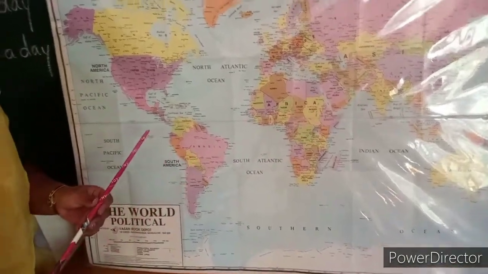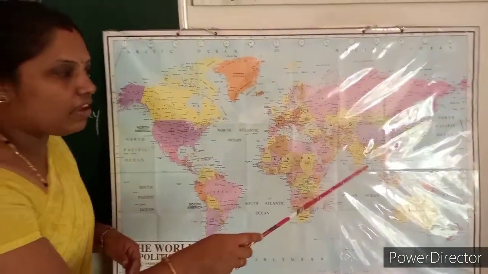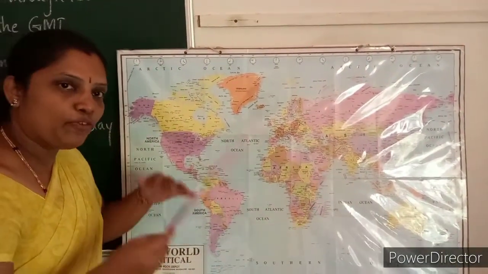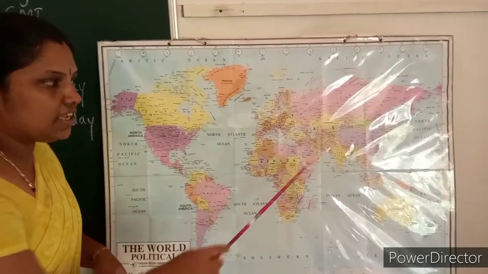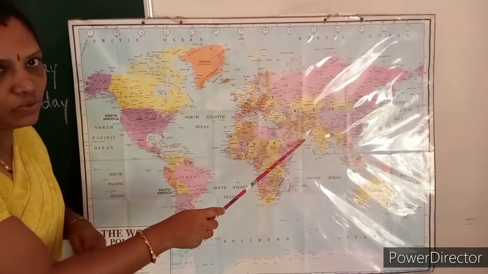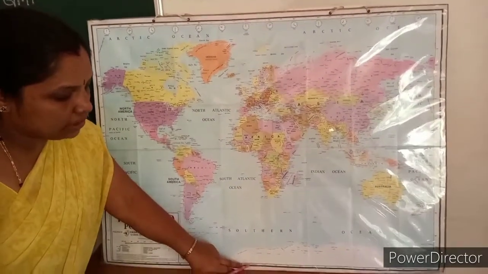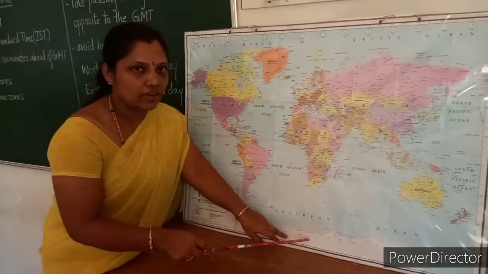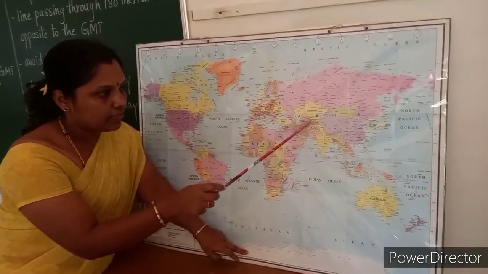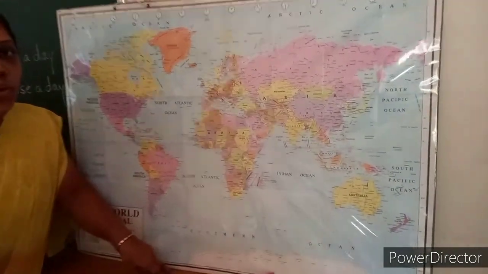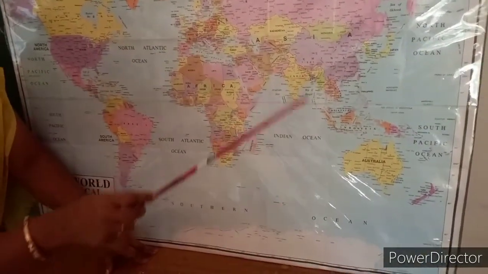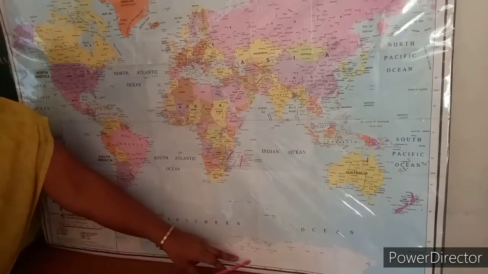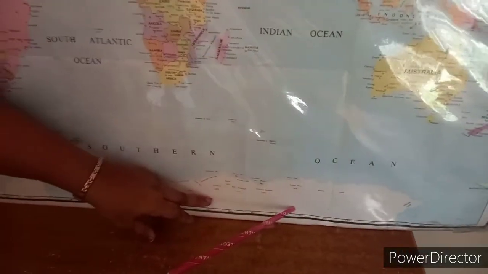In 1906, the Indian Standard Time was introduced. Before 1906, there were two time zones. Time zones are set up by 15 degrees each hour. That means India lies in the 5 time zone and also the 6 time zone. That is, here 1 hour and here also 1 hour.